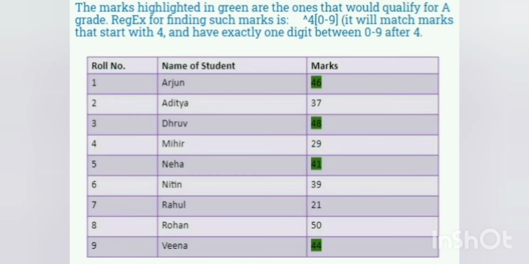The marks highlighted in green are the ones that would qualify for A grade. The regex for finding such marks is circumflex 4 [0 to 9]. It will match marks that start with 4 and have exactly one digit between 0 to 9 after 4.